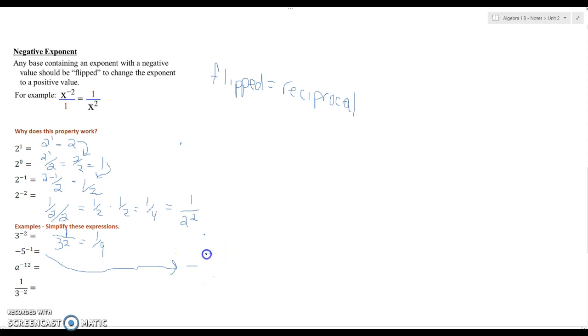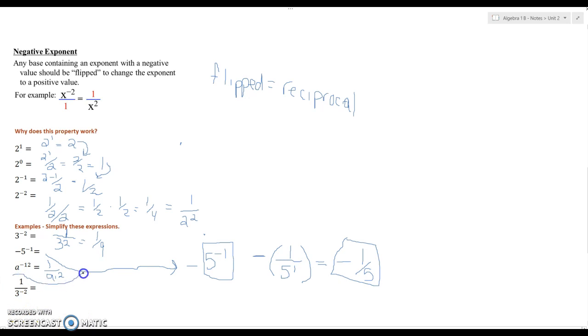So if I have negative 5 to the negative 1, similar to what we did before, that negative 1 only goes with the 5. It only touches the 5. So I have a negative out here. And in order for this 5 to become positive, I need to move it to the denominator. So I get negative 1/5. Then a to the negative 12: the negative exponent moves to the denominator and becomes positive. So we get 1 over a to the 12th.